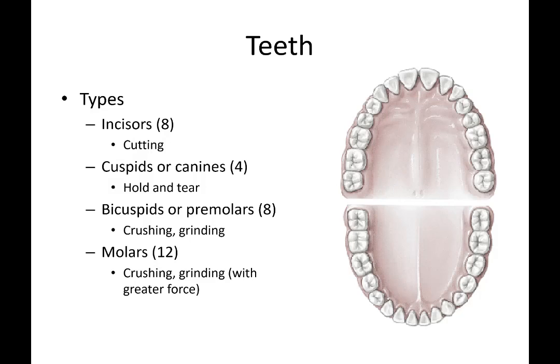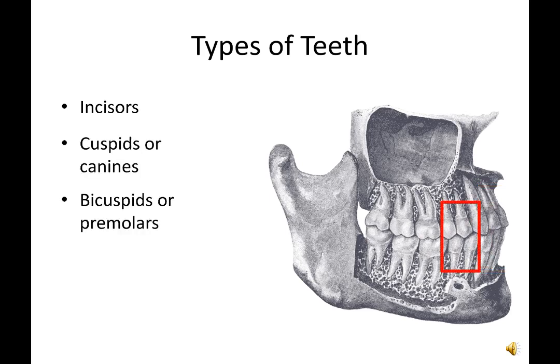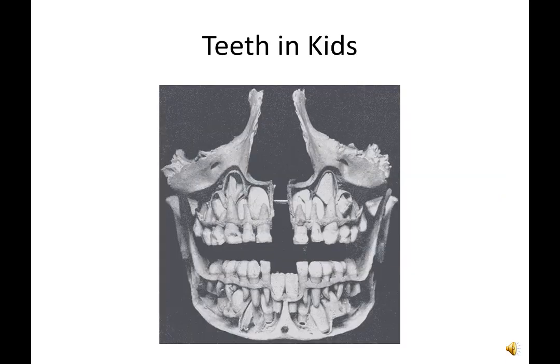Bicuspids, premolars, as well as the molars are meant for crushing and grinding. The incisors are here at the front, canines here, as well as the bicuspids, premolars. You can see they're quite a bit smaller than the molars behind. Skull picture of a child.